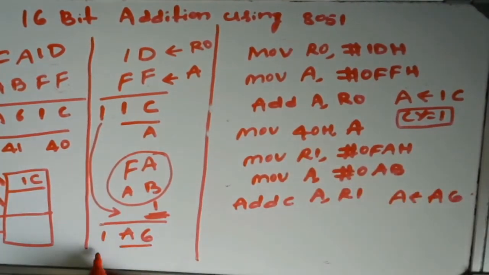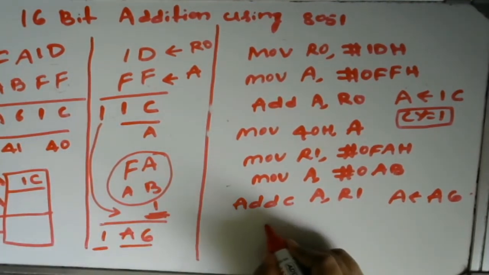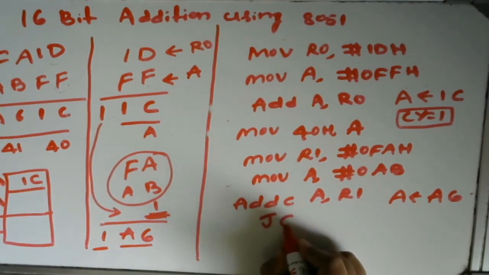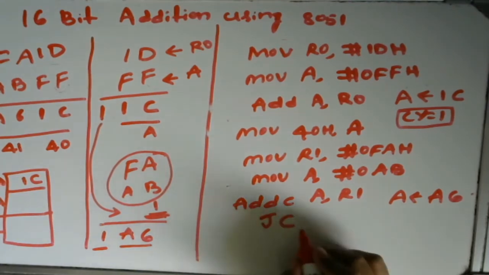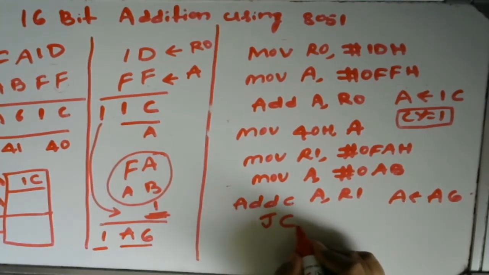A6. But the carry is present in the carry flag, so that also we need to store. For that purpose, we need to check the carry flag. For that, we can use the instruction JC. The JC instruction will check the carry flag, whether the carry is generated or not.